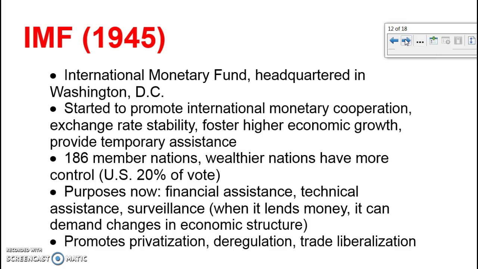Okay, the International Monetary Fund was formed in 1945. This was started in order to promote international monetary cooperation and stable exchange rates to promote economic growth and provide temporary assistance to countries. Wealthier countries get more control of the IMF, and the U.S. actually gets 20% of the voting power.